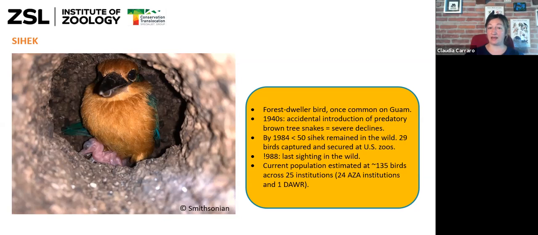Currently, the Sihek exists only in conservation facilities under human care, with a population which is estimated at about 135 birds across 25 institutions.